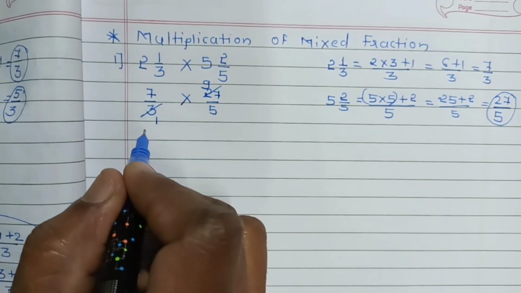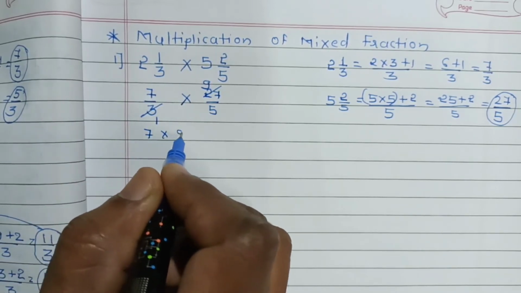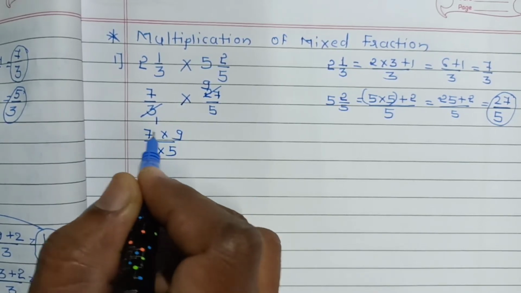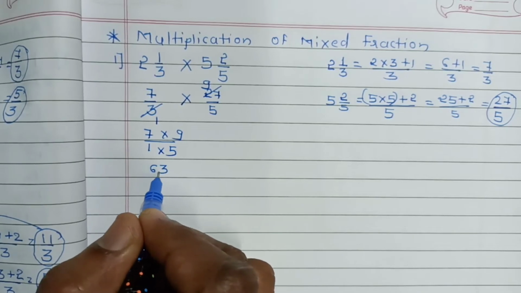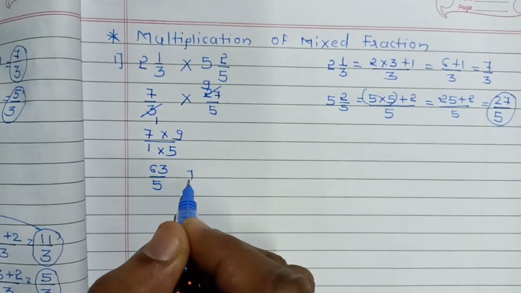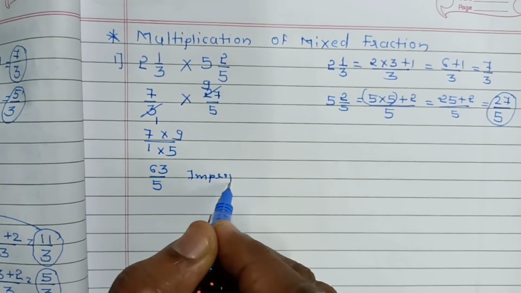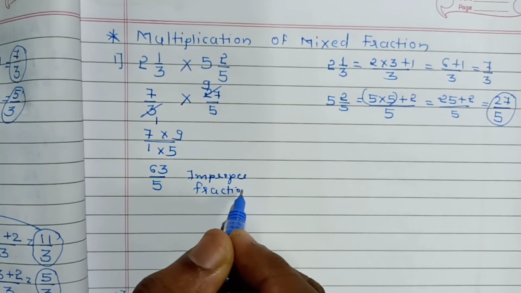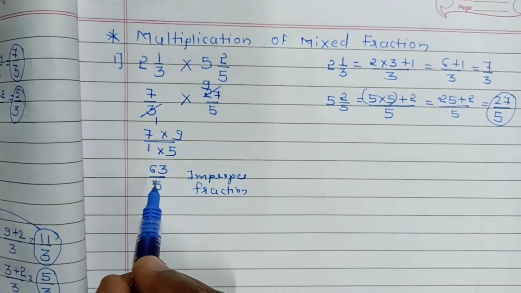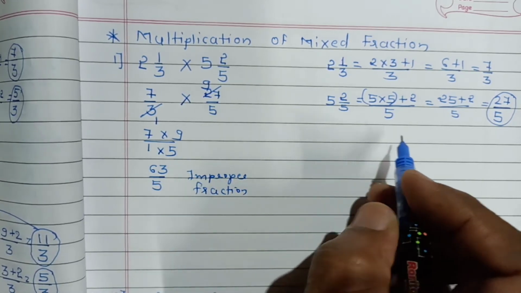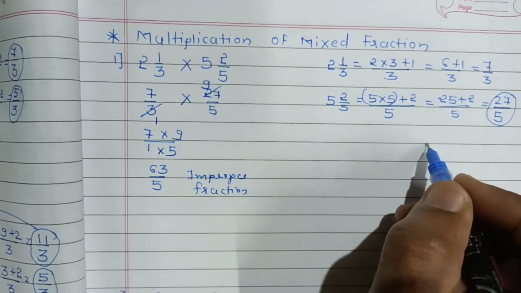Now what you have to do, 7 into 9 and this 1 into 5. So 7 into 9 is how much? 63 divided by 5. So this is an improper fraction. Now you have to convert this improper fraction to a mixed fraction. So how will we convert this? You have to do the division here. Let me do the division here.